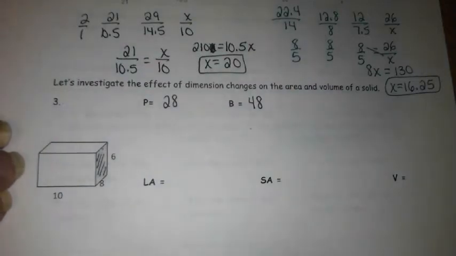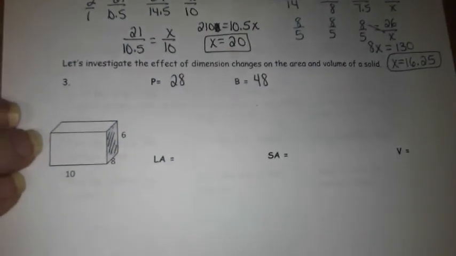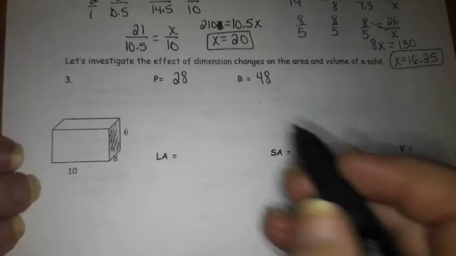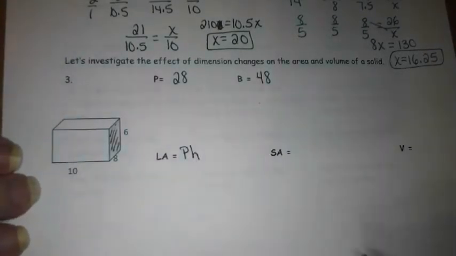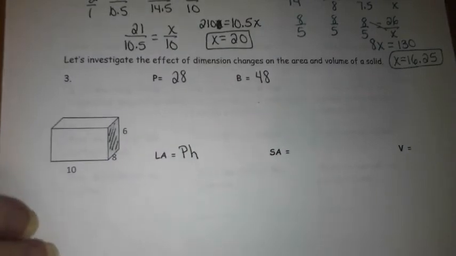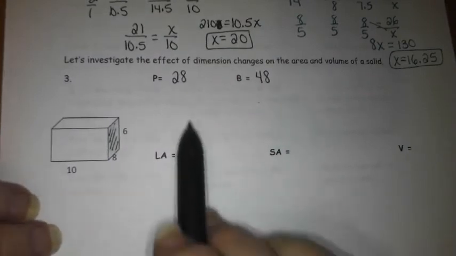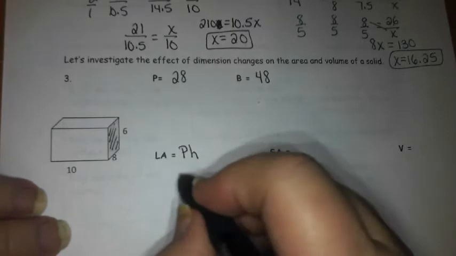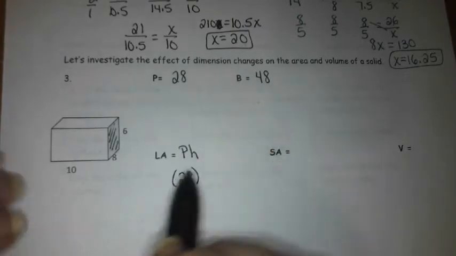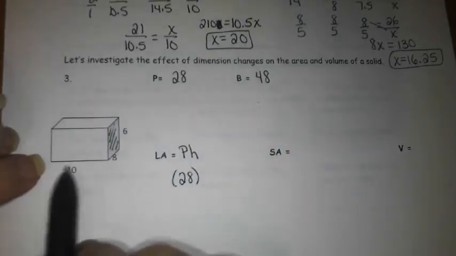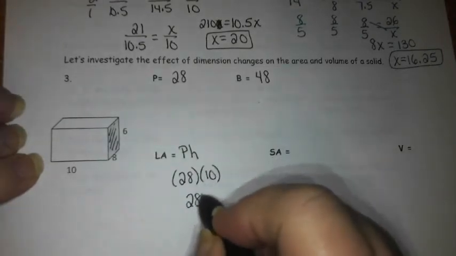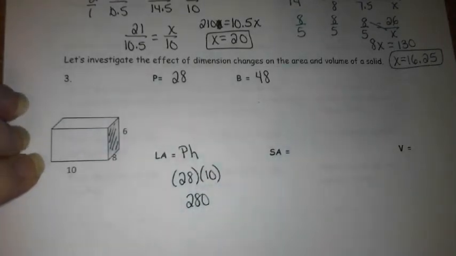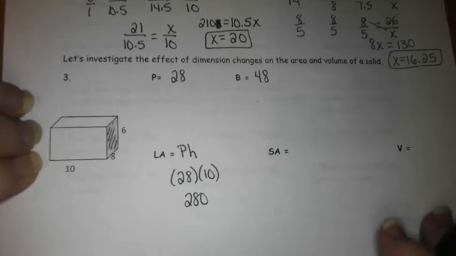So far, so good. Now the lateral area. I think the formula for lateral area was perimeter times height. If you've got your formula sheet there, you can tell that. Well, I've calculated the perimeter. It was 28, which means the height of my prism, the distance between the bases, is 10. So my lateral area is 280 square whatever units.